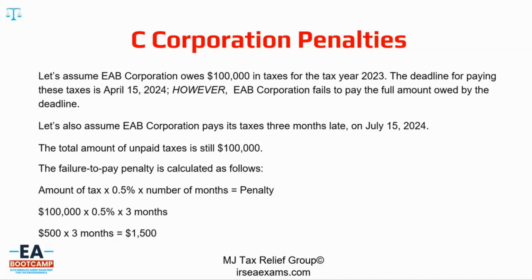So the failure to pay penalty is calculated like this. There's the amount of tax, you multiply that by 0.5%, and then you multiply that by the number of months to get the total penalty. So there was $100,000 of unpaid tax times 0.5%. That gives you $500 times 3 months is $1,500. So in this situation, EAB Corporation would owe an additional $1,500 because they paid late.